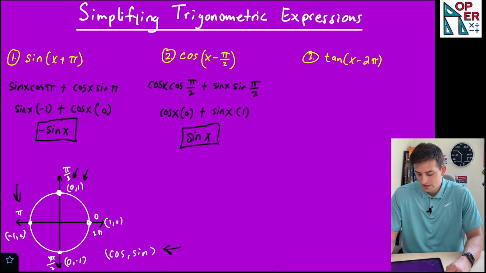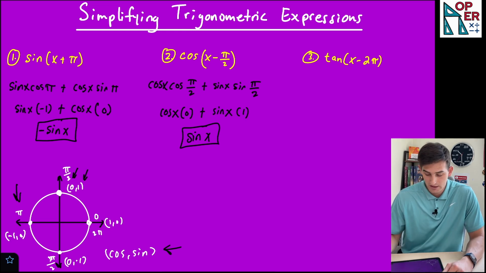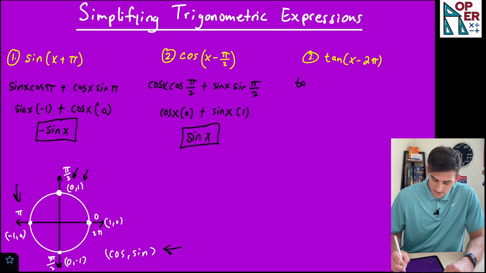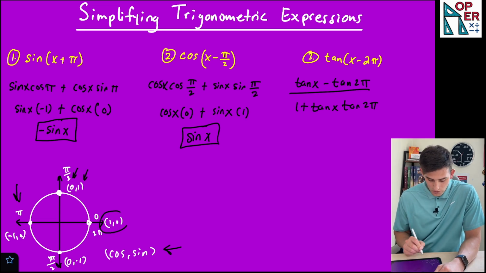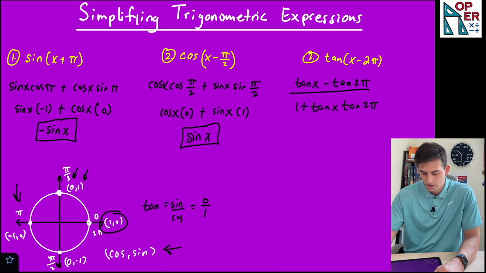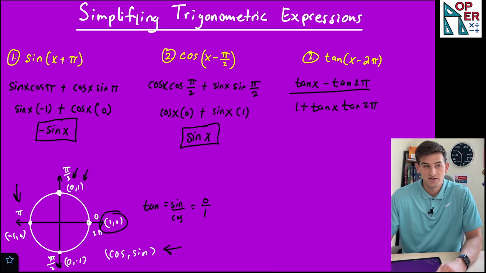And lastly, number three, tangent of x minus 2 pi. We're going to use our tangent difference formula, and it's going to look like this: tangent of x minus tangent of 2 pi, divided by 1 plus tangent of x times tangent of 2 pi. Now we can look at 2 pi, which is the coordinate (1, 0). We need to find the tangent. Remember, tangent is equal to sine over cosine. In this case, that would be 0 over 1. So tangent of 2 pi is just 0.